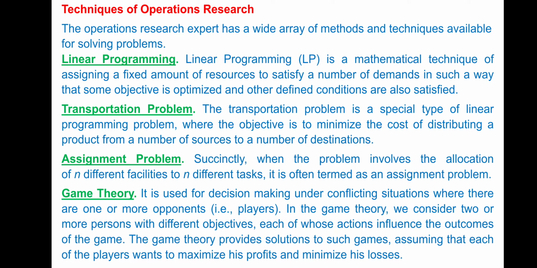Game theory. It is used for decision making under conflict situations where there are one or more opponents. How can you make it? Those are players in game theory. We consider two or more persons with different objectives, each of whose actions influence the outcomes of the game. Game theory provides a solution of two such games, assuming that each of the players wants to maximize his profits and minimize his losses.